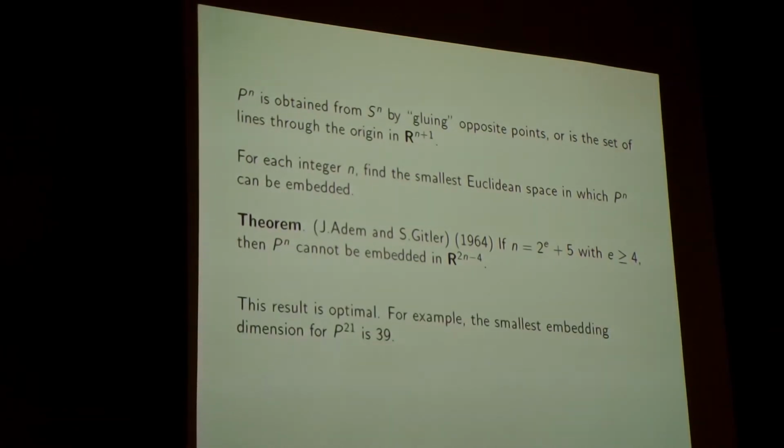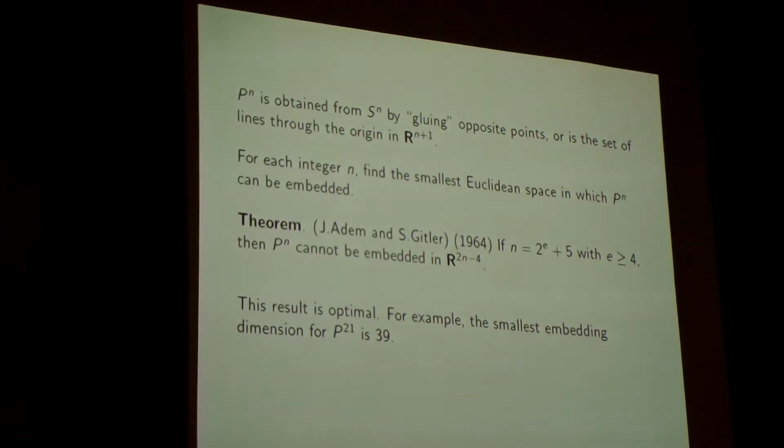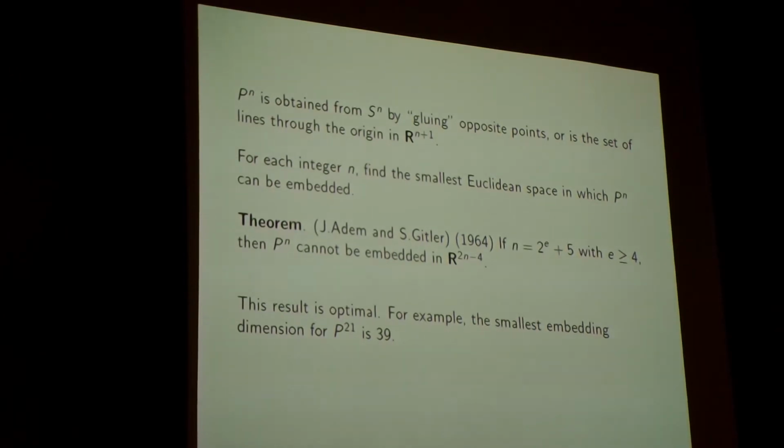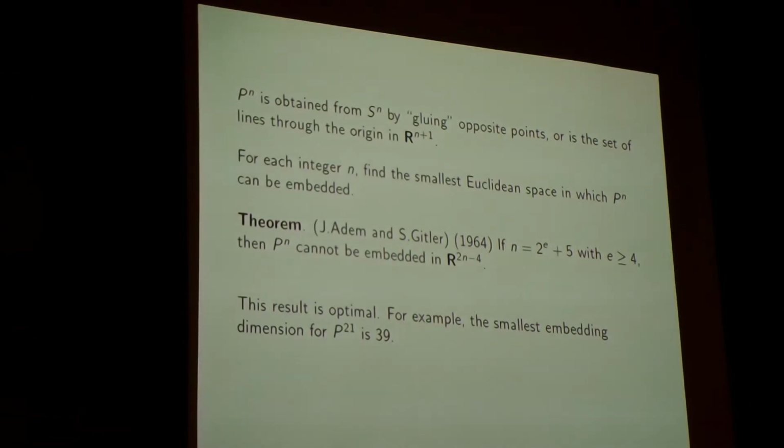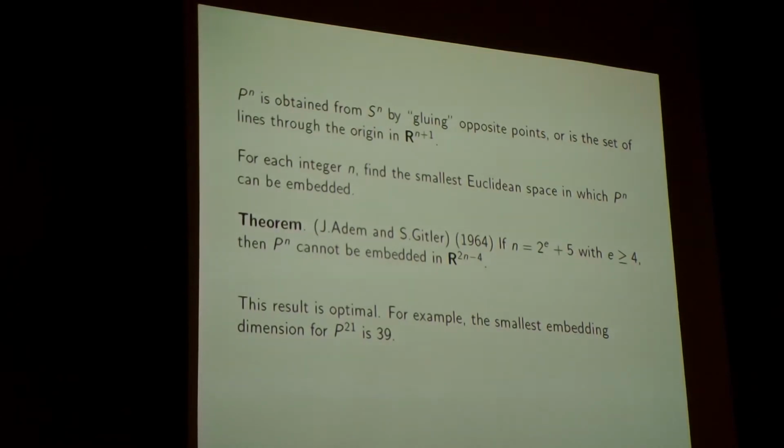So for example, if you let 2 to the e be 16, e equals 4, then we're talking about the embedding of P21. They showed it can't be embedded in 38, and Mark showed that it can be embedded in 39.